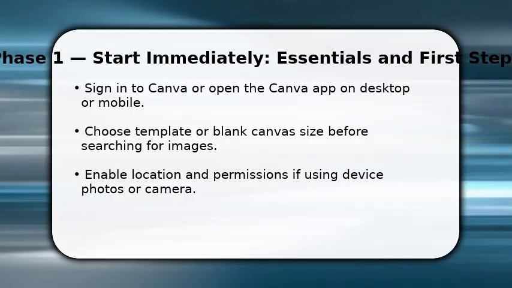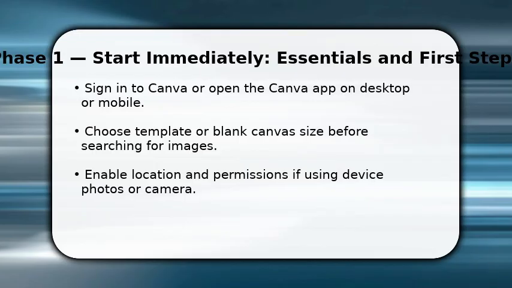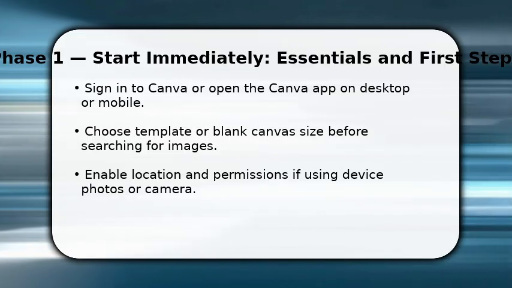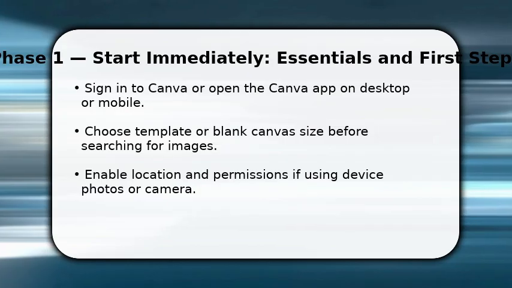You start by opening Canva and signing in. This keeps your design history and assets available. Choose a template or set the canvas size first, because results and filters adapt to layout. Once done, select the Elements or Photos tab to reach the search bar. This focuses Canva on images rather than icons or text.